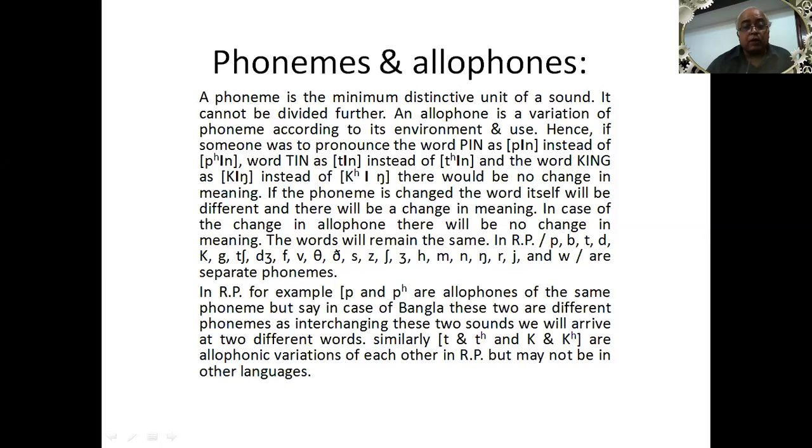In RP, for example, the two variants of p are allophones of the same phoneme. But say in case of Bangla, or in Hindi for that matter, these two are different phonemes, as interchanging these two sounds will arrive at two different words. Similarly, the variants of t and k are allophonic variations of each other in RP, but may not be in other languages.